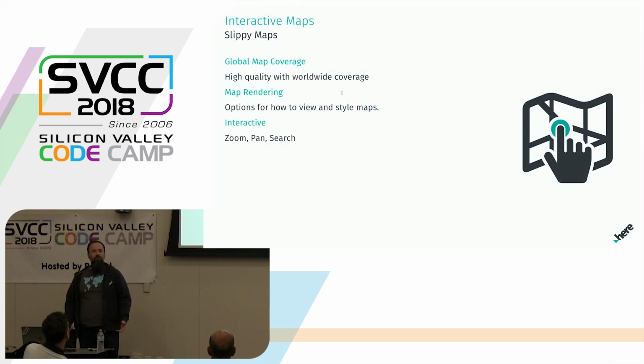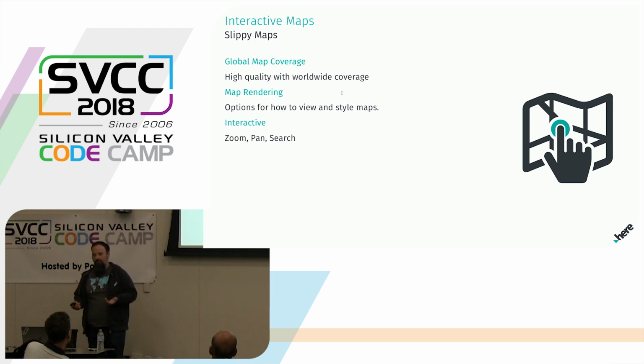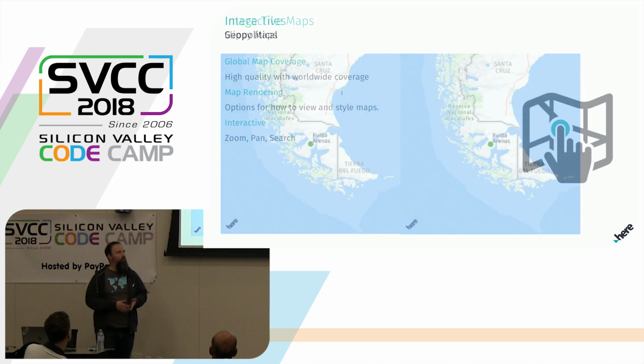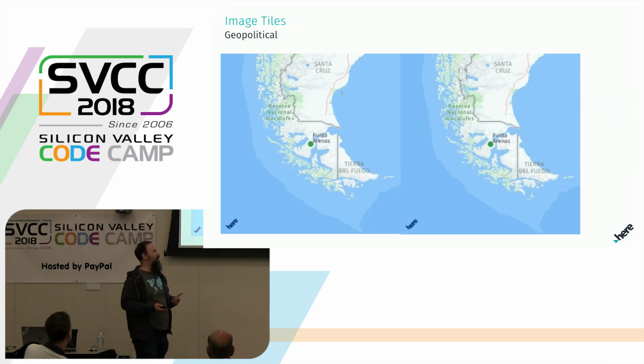It's the idea of interactive maps. This is probably what you've experienced on the web. Again, some people call it slippy maps. The idea that you have a quality map that you're able to move around and zoom in, zoom out, pan, search for certain places. I don't think there's anything particularly surprising about that. But where it does get interesting is when you're trying to think of that global scale of quality.